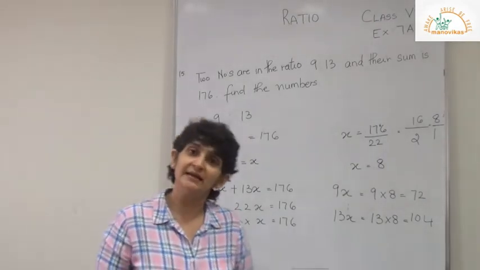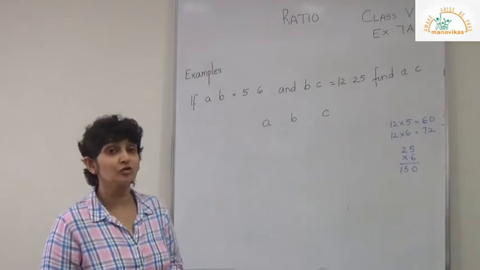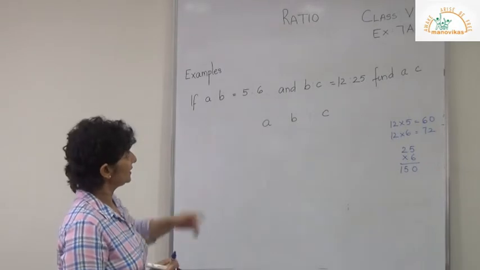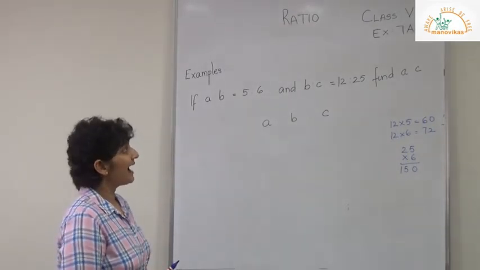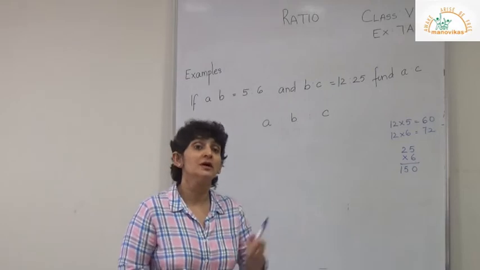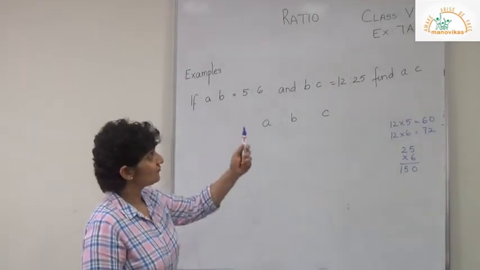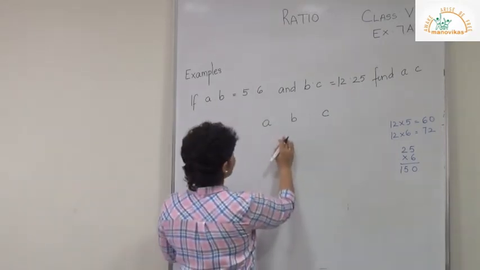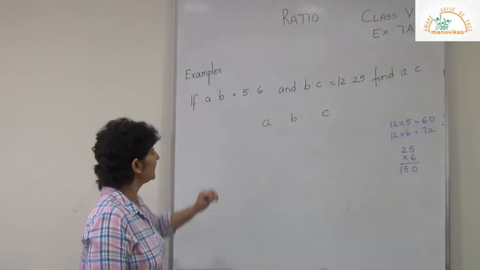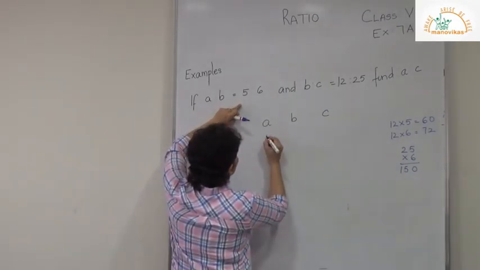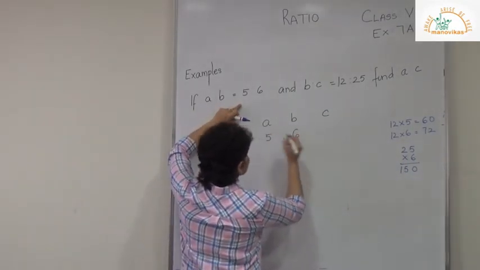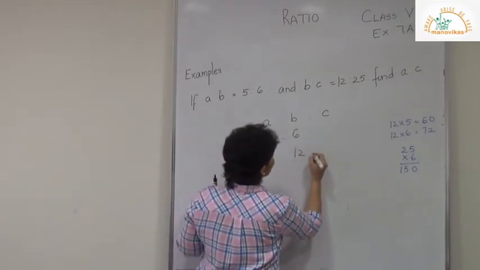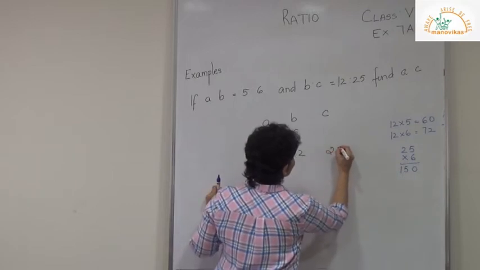Let's move on to the next question. Let's move on to some examples. Now here I have, if A is to B is equal to 5 is to 6 and B is to C is equal to 12 is to 25, find A is to C. So first you write A is to B is to C. Now they said A is to B is 5 is to 6 and they are saying B is to C is 12 is to 25.